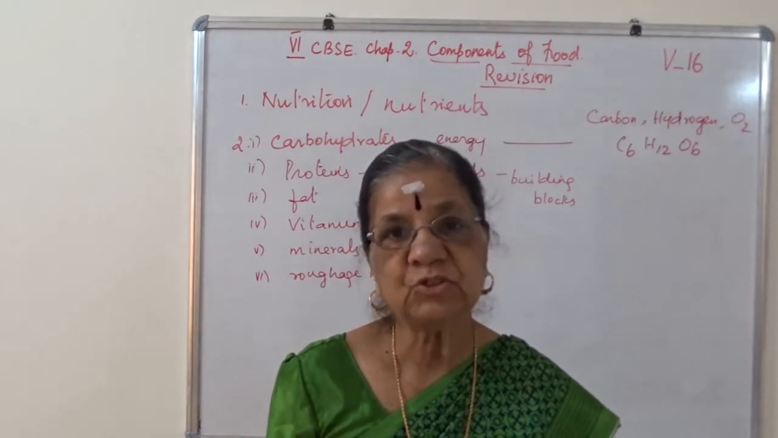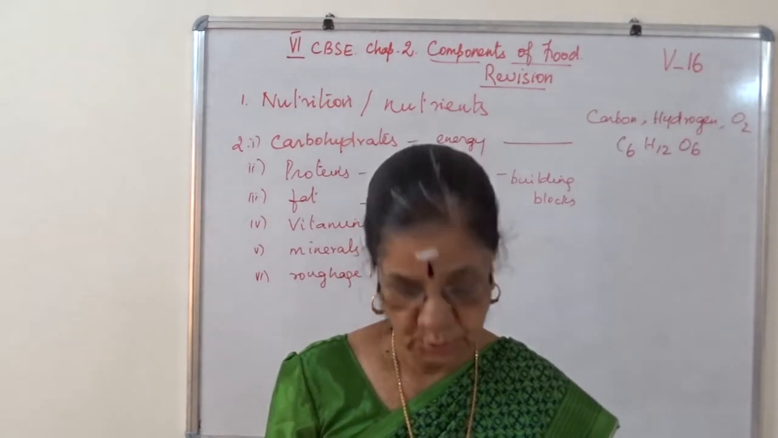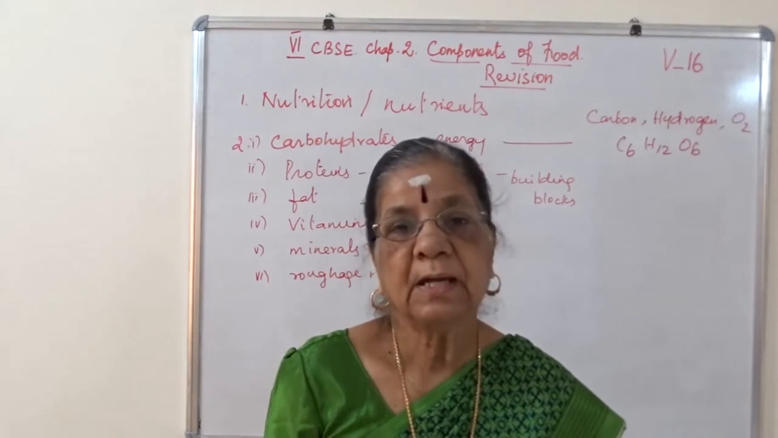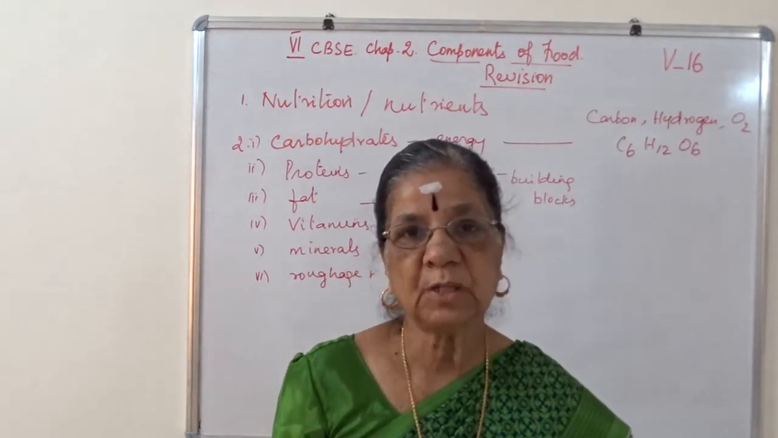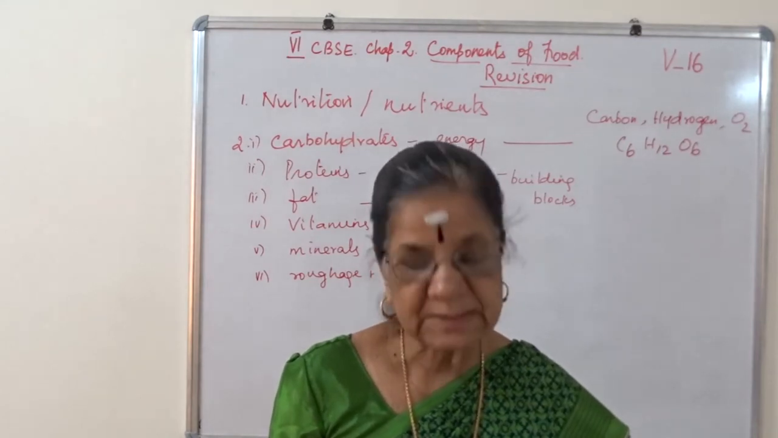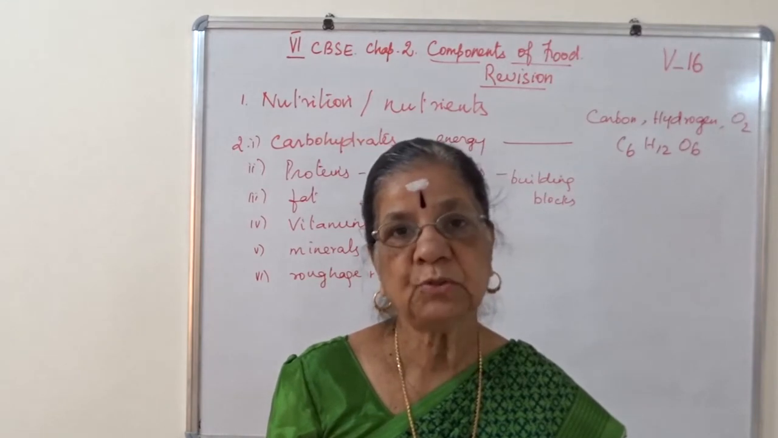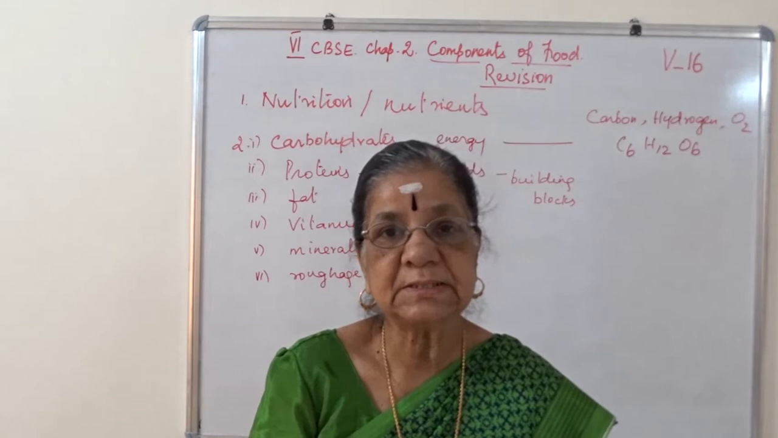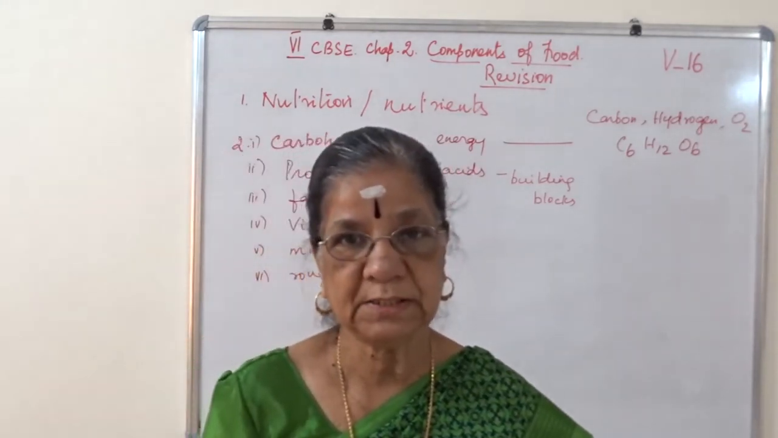The sources are rice, wheat, maize, potato, banana, legume, bread and pasta. I repeat, the sources of carbohydrates are rice, wheat, maize, banana, potato, legume, bread and pasta. These are the food sources of carbohydrate.